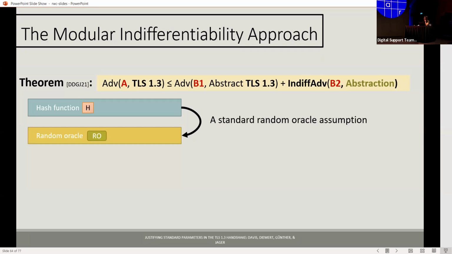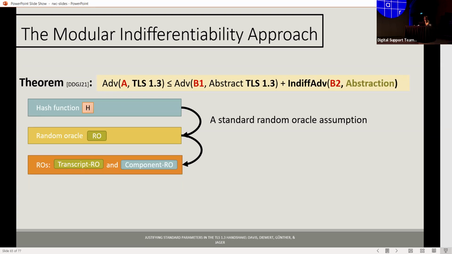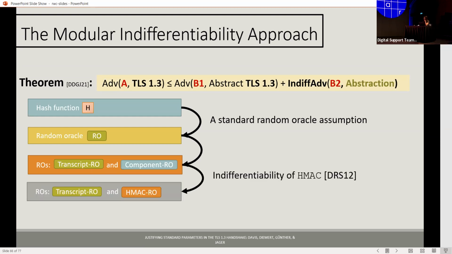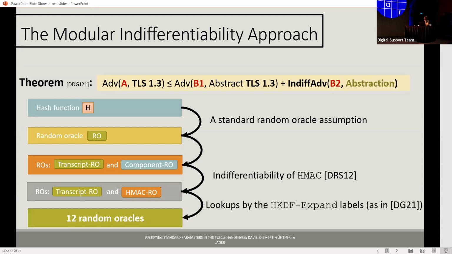And we start with a very simple step, one hash function to one random oracle. We then split this random oracle into 2 pieces, one for hashing transcripts and one for doing all of the other hash operations in TLS, HMAC, HKDF, etc. We then treat HMAC itself as a single random oracle, relying on some prior work by Dodis et al. And then we split it into 11 random oracles, 12 in total, including the transcript random oracle, using the same lookup strategy from our earlier proof. The advantage here is that it's now a standalone proof instead of one that's embedded in a key exchange proof.